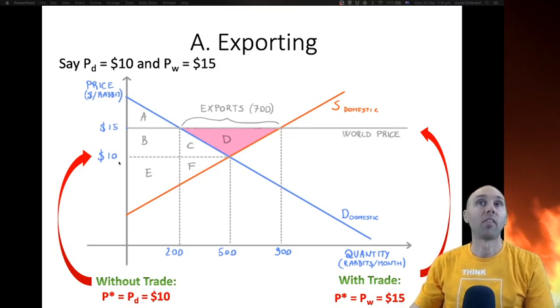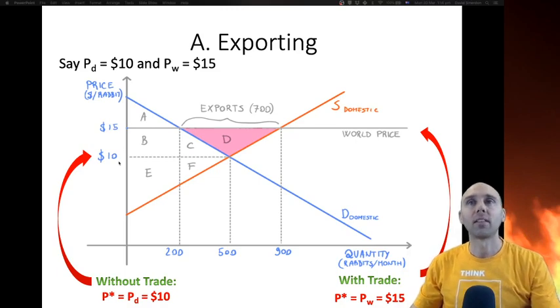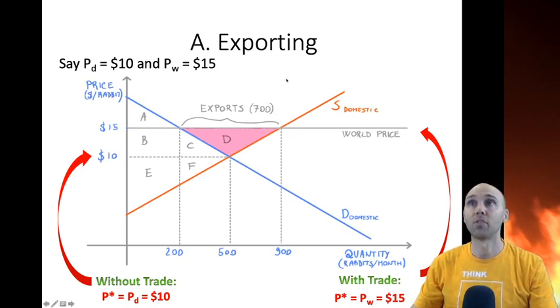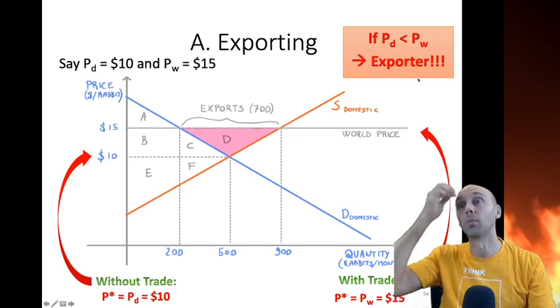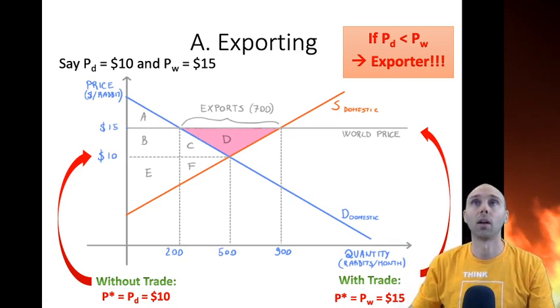Now imagine that the world price for rabbits is $15. Well, that means that no seller is going to be willing to sell his rabbit in the domestic market for $10 because he can always get a better price somewhere else. So 15 is going to be that price because with trade, in this situation, our sellers are going to export if need be. So if the domestic price is less than the world price, then we are an exporting small open economy for this market.